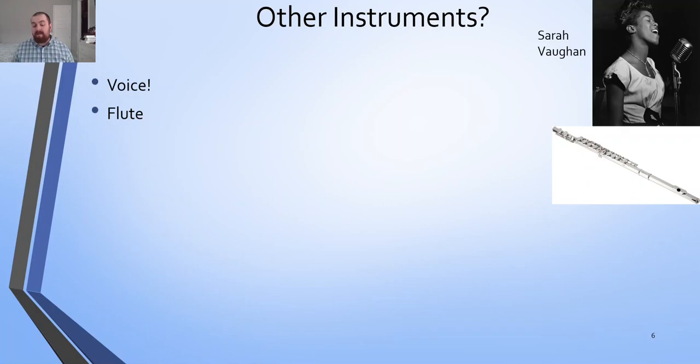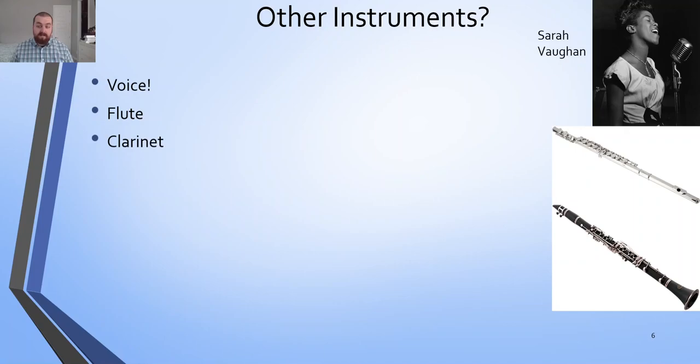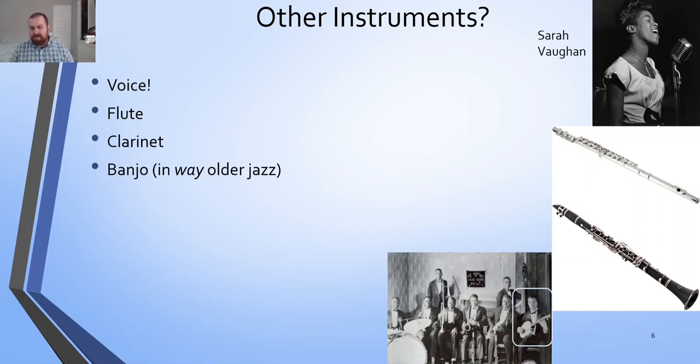Two other wind instruments, horns. Oftentimes you'll see these doubled by saxophone players in a big band. So they'll put the saxophone down, they'll take out a flute or a clarinet and play a passage. Banjo, which happens in way older jazz, but it does happen, and we may see some of this. So there's a picture at the bottom there. You can see the banjo there on the right. This predated the guitar as a jazz instrument.